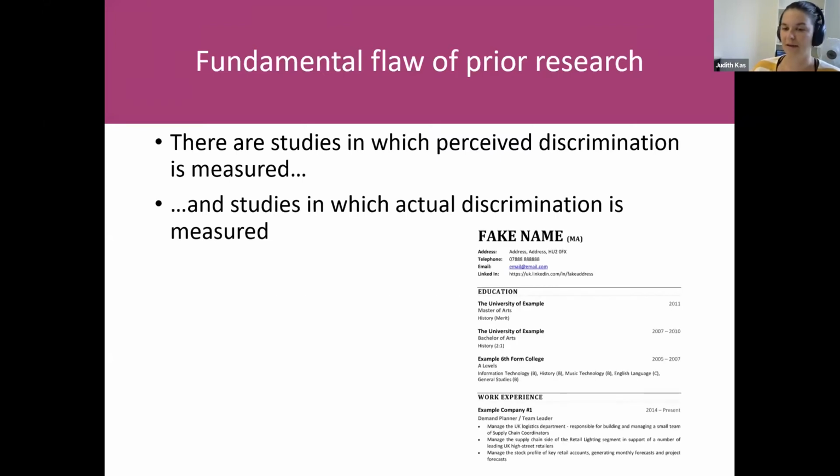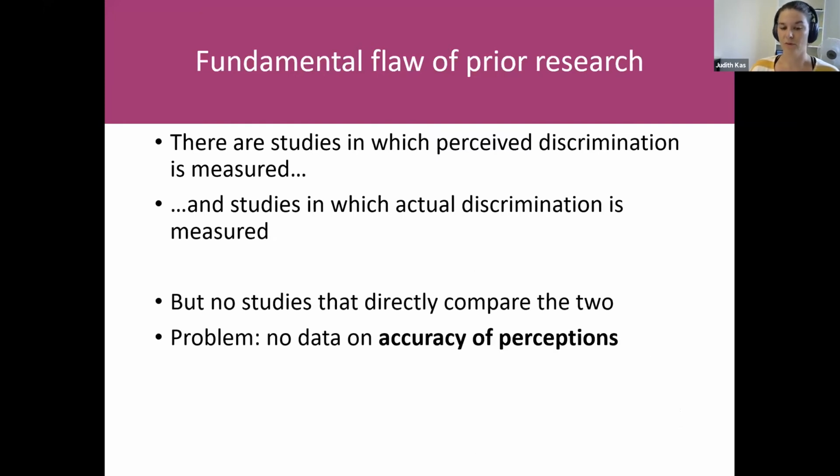letter studies, you cannot say anything about people's perceptions because these are fake people, and fake people don't have perceptions. If you only look at survey data, you don't have any information about actual levels of discrimination. So we don't actually know how accurate people's perceptions of discrimination are. So is there a difference? Does integration help people to accurately perceive instances as discrimination? That's something we cannot answer based on the existing data.